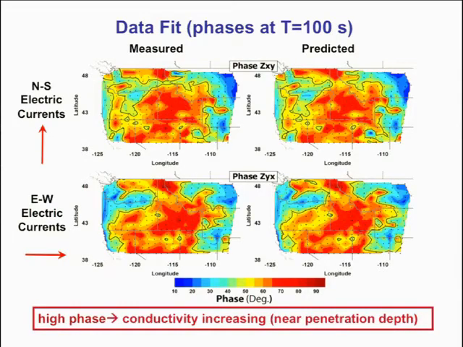So here's an example of data fit, say, at a period of 100 seconds. The measured data here, predicted data here. So remember, there's basically two essential modes. The currents are flowing north to south here, east to west here. And you can see that just visually we fit the data quite well. And then just to preface what we're going to see, these high phases here that are seen in this general area are indicative of very high conductivities in the lower crust.